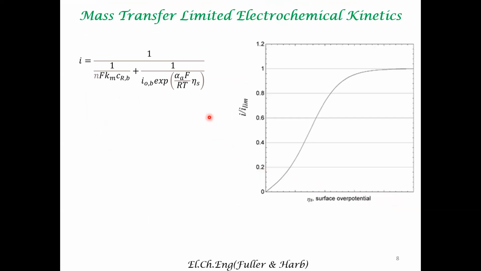So when eta_s is increased, this particular quantity becomes large, then the resistance to electrochemical kinetics becomes small. Therefore, you can neglect this particular quantity and you will retain this particular quantity.